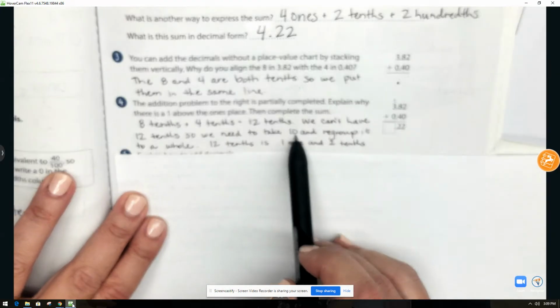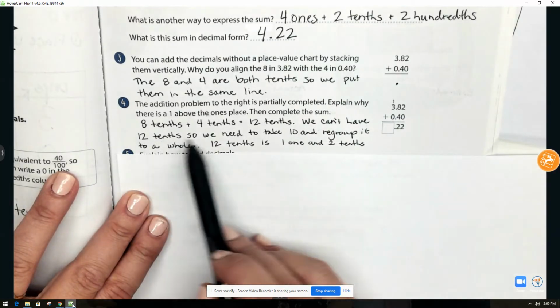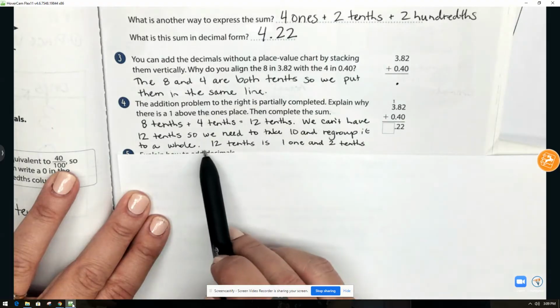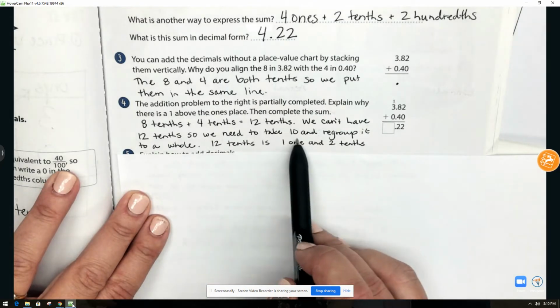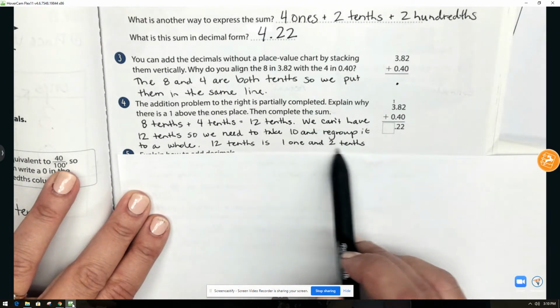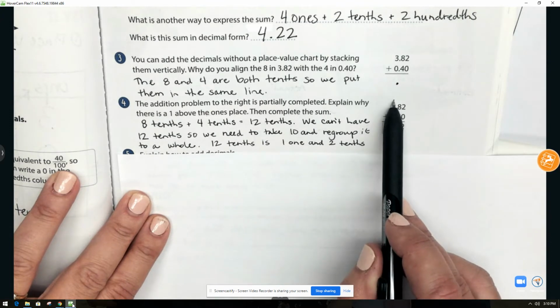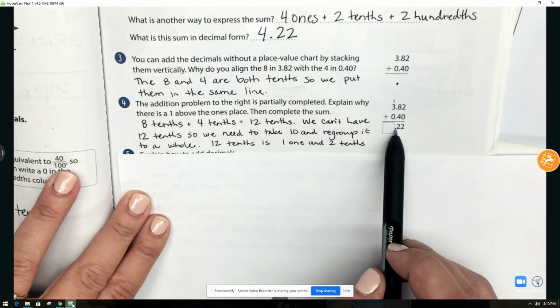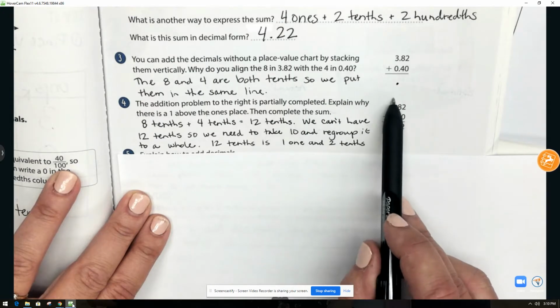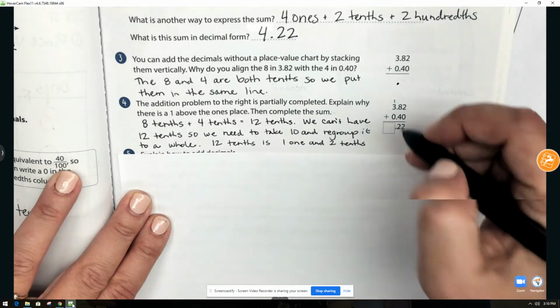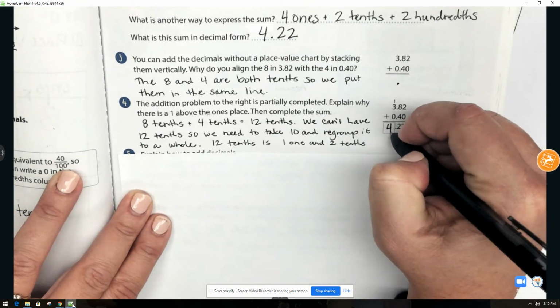So we needed to take 10 of the 12/10 and regroup it to make it another whole. 12/10 is 1 plus 2/10. So we have this 2/10 here. This 1 whole is the same as 10/10. So that's why we carry that 1 up here to make us another whole, and then 3 plus 1 is 4.